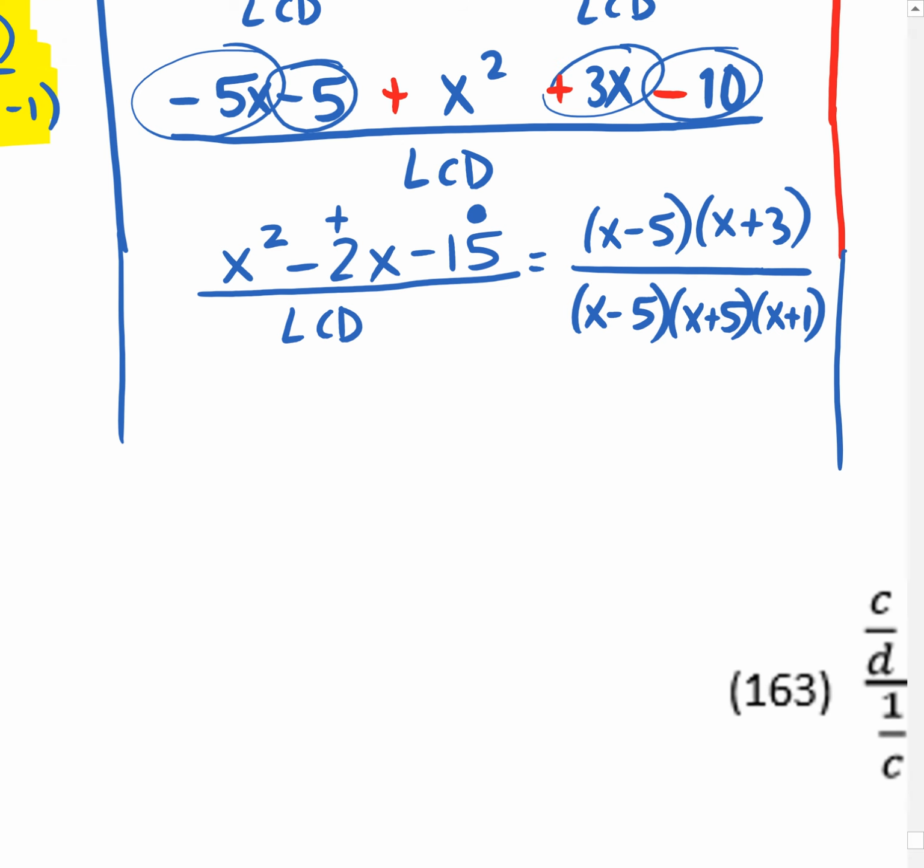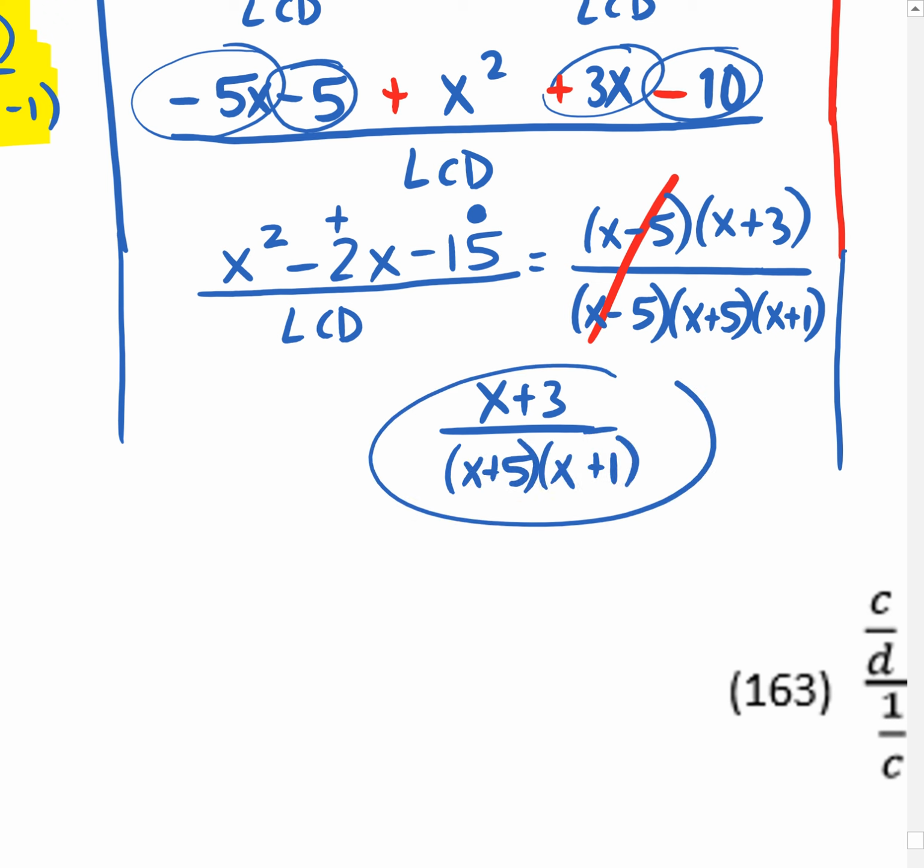And look at this one. It was actually worth trying to reduce because these two factors are the same, so they'll cancel. We're left with just the x plus 3 factor in the numerator, and then the x plus 5 and x plus 1 in the denominator. Beautiful. Alright, I think we're doing good.